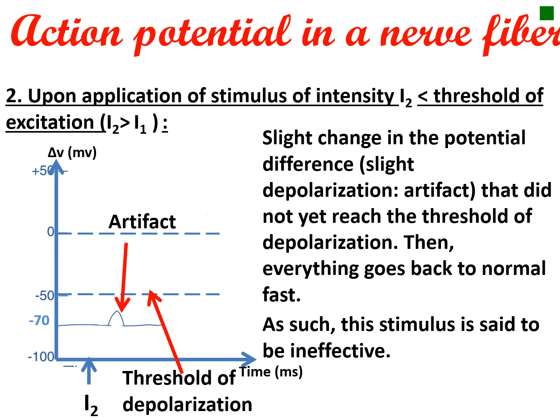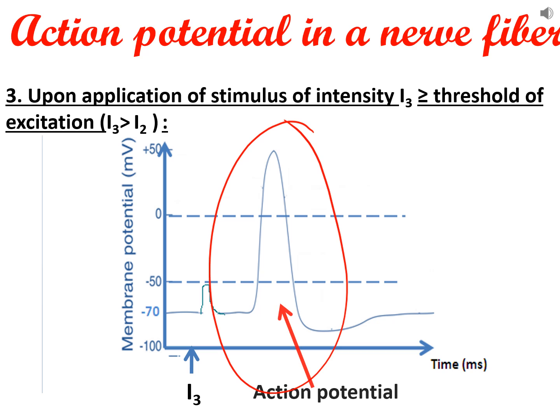Also, we have a small change, it's an artifact. This is less than the threshold, so there is a slight change in the potential difference. It's called an artifact. It did not reach the threshold of depolarization, so it is going to go back to the normal state, and the stimulus is said to be ineffective. Upon application of I3 greater than the threshold, here we have an action potential.